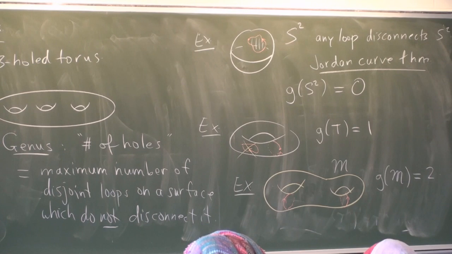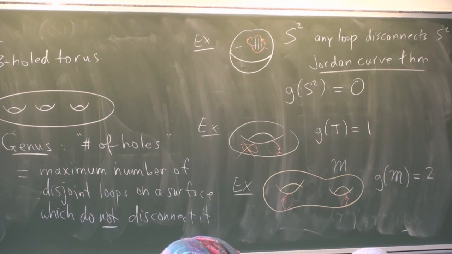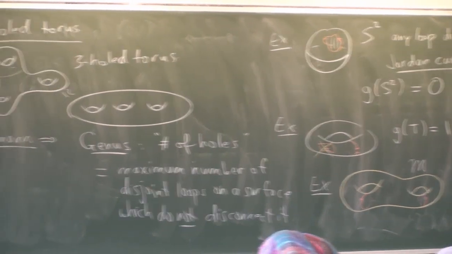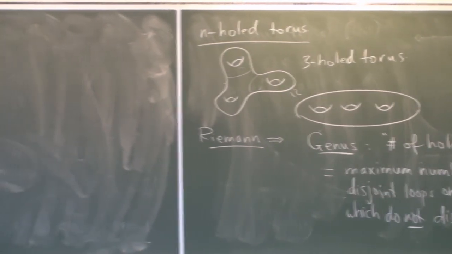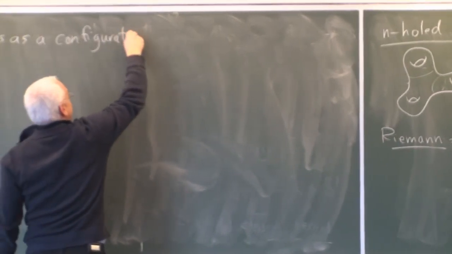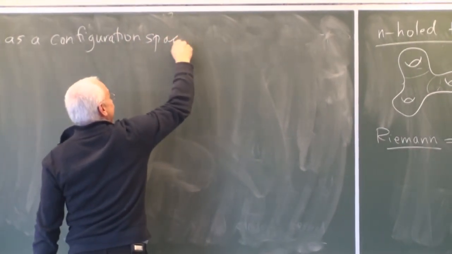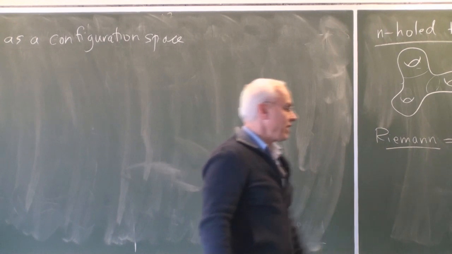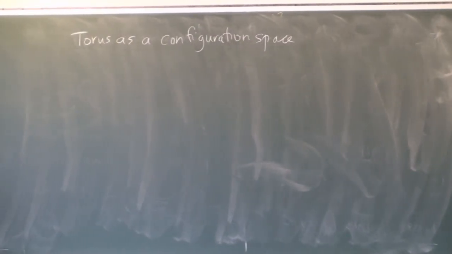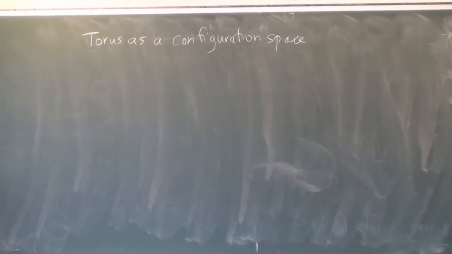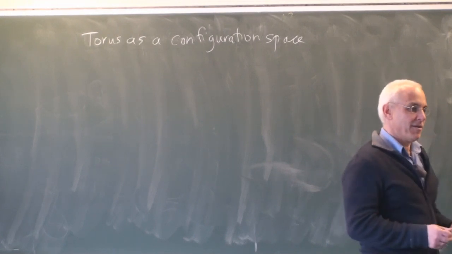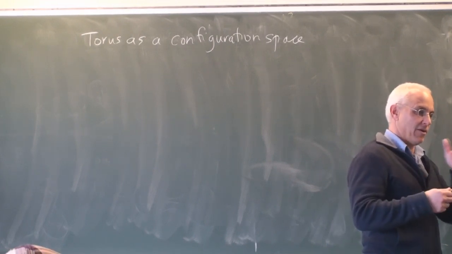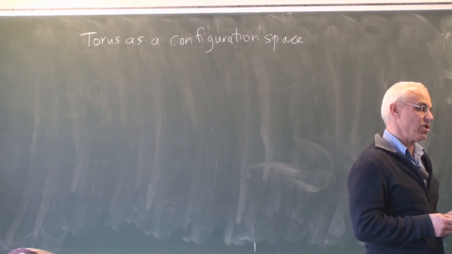So let's talk about some ways in which the torus manifests itself. So a torus as a configuration space. Is there a reason Riemann didn't define genus as saying homeomorphic to an n-hole torus? I don't think he had the idea of an n-hole torus in this sense of pictures. I mean, he would have recognized this, but I don't think he thought of it that way. He thought rather about the Riemann sphere and these various layers defined by these functions.